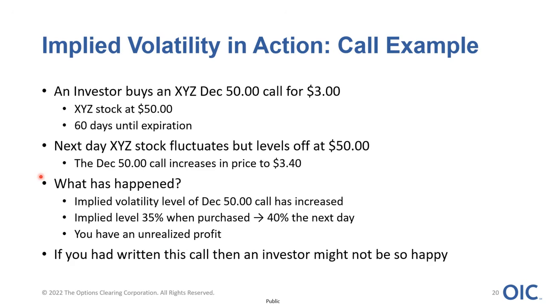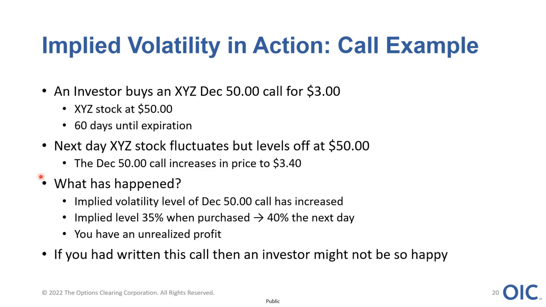In this case, also, implied volatility level was 35 when you bought it. It's 40 the next day. And what you have if you're long that option is unrealized profit, just like anything else. If you bought a stock and it went from $30 to $35 the next day and you hadn't sold it yet, you would have unrealized profit. Well, you have the same thing in the option in this case, and the only reason why is because the implied volatility level has gone up.